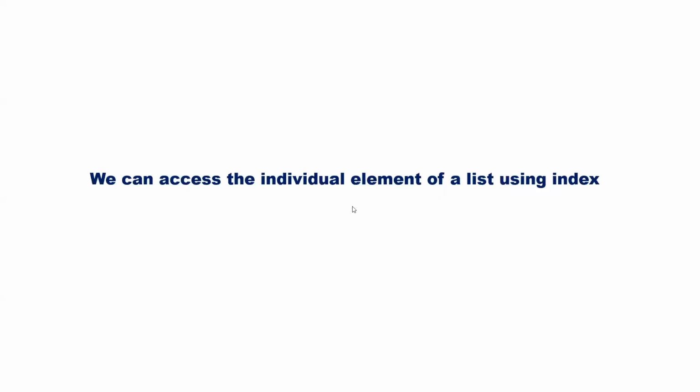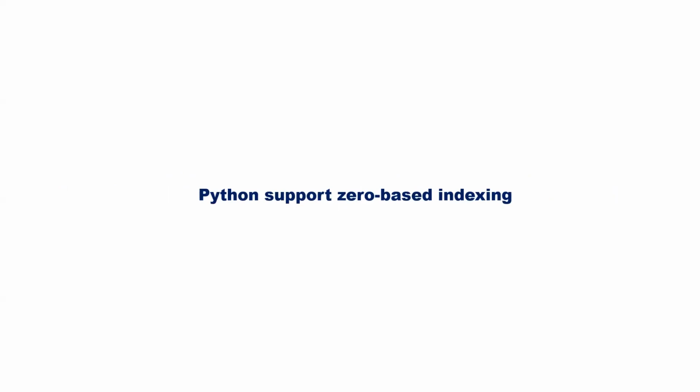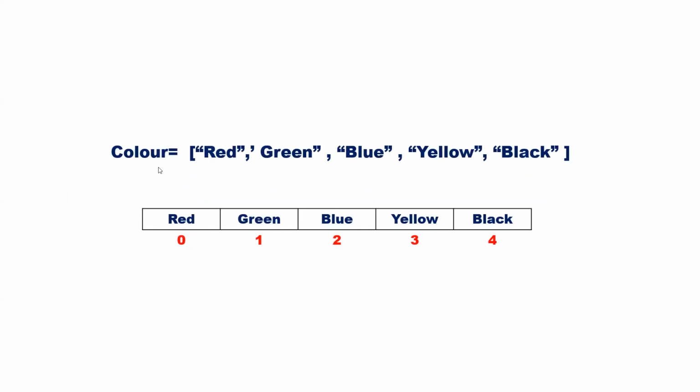We can access the individual element of a list using index. An index number specifies the position of an element in the list. Python supports zero-based indexing. That means the first element of the list has index value 0, next element 1, next 2 likewise. For example, here the list color has got 5 values. The first element red has index value 0, next green has 1, next element blue, the index value is 2, next it is 3 and the last element has index value 4.